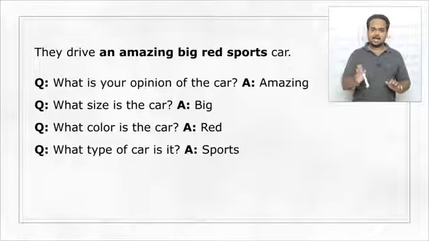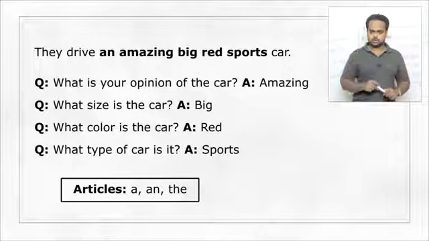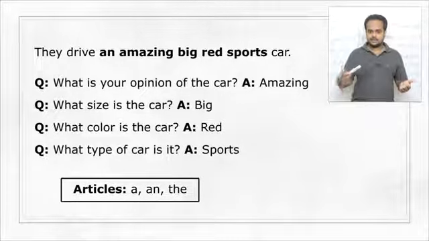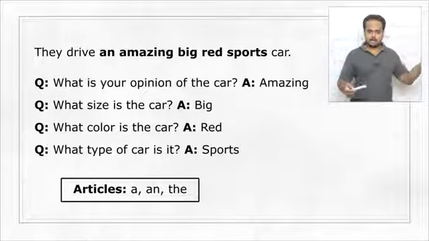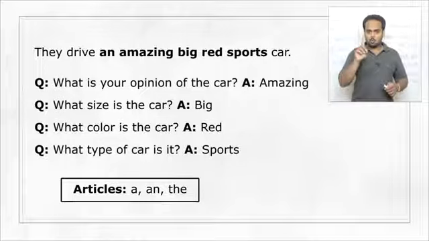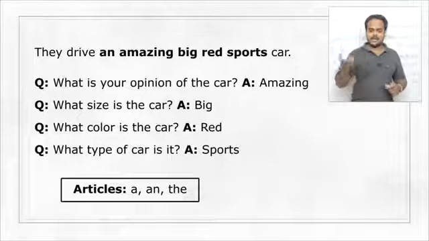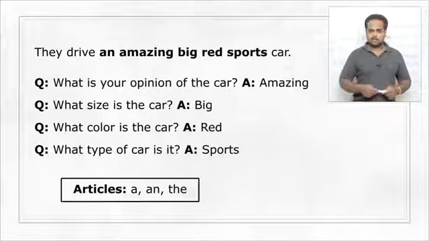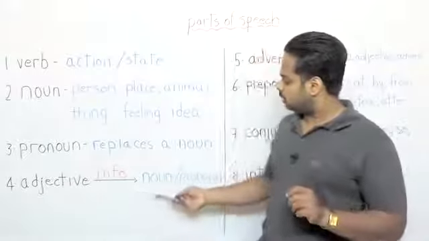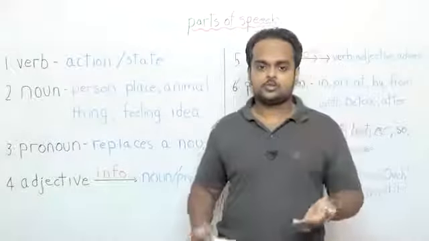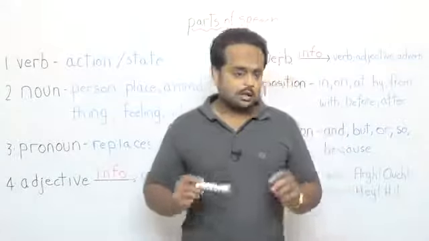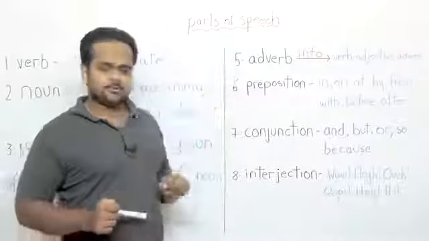Now, the words a, an, and the are called articles in English, and articles are also adjectives because they give us information about the nouns that come after them. In this sentence, for example, we know that they drive one car. We know that because we said an amazing big red sports car. So remember that adjectives give us information about nouns and pronouns, and they answer questions like what type, what color, what size, etc. Okay, but what are adverbs?